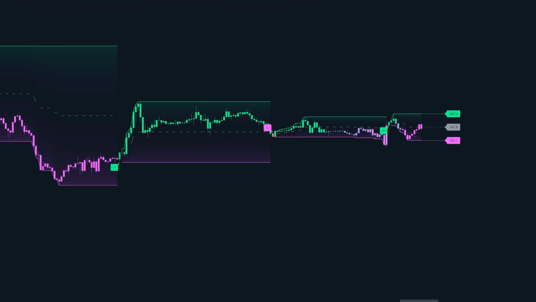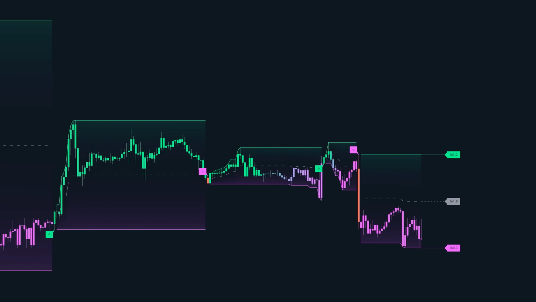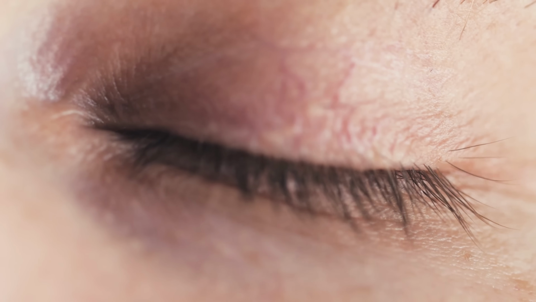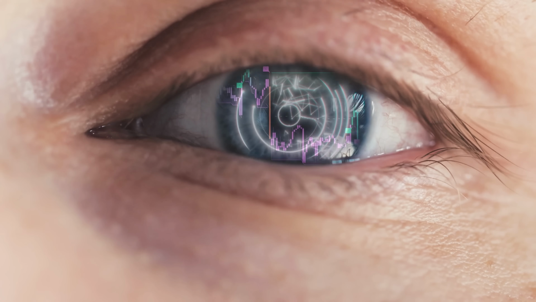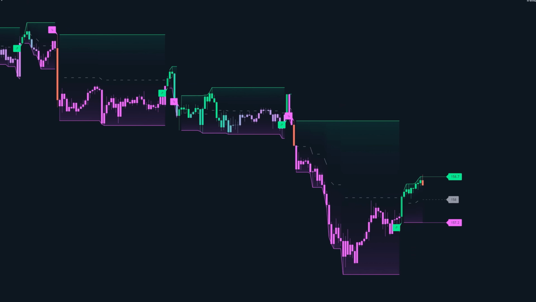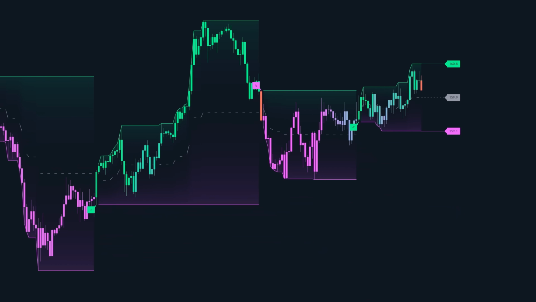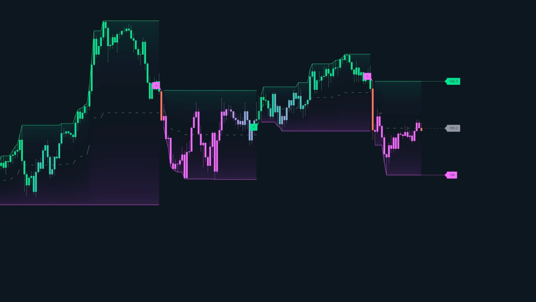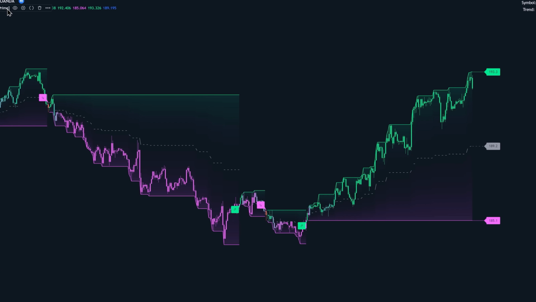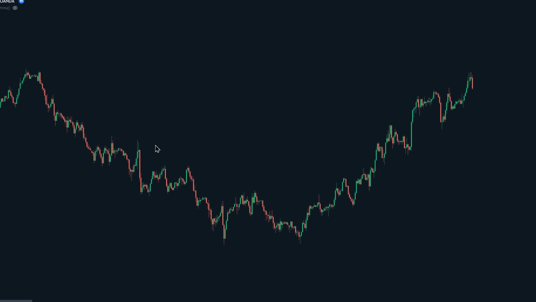The reason why I love this indicator so much is because it not only identifies the trend of the market as bullish and bearish, but it also tells you exactly when the market is ranging, helping you to avoid false signals when trading. In this video, we're gonna go over exactly what this indicator is. Let's get into it.